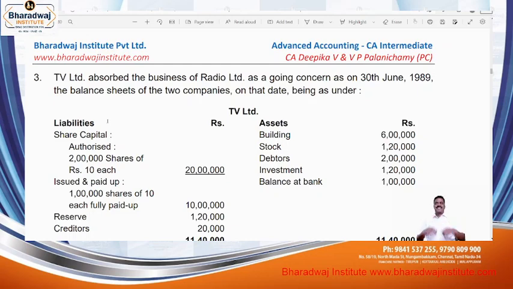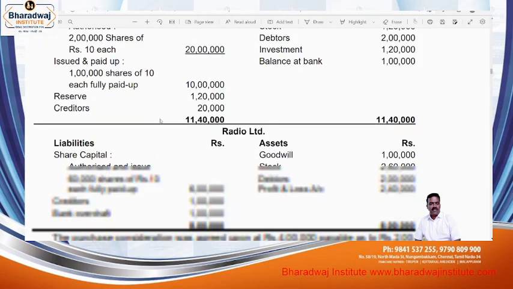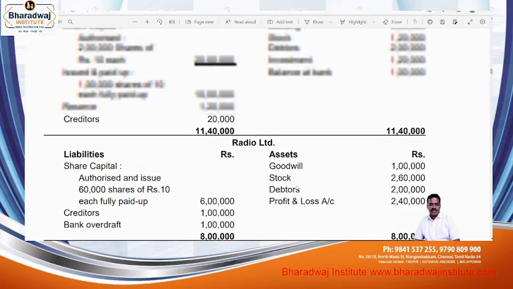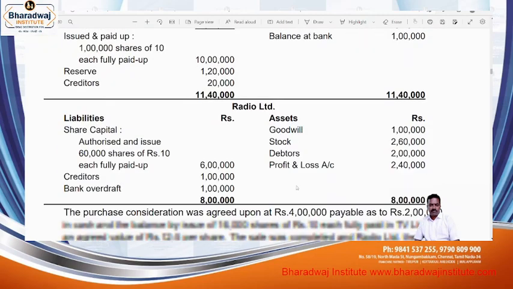Okay, question number 3. TV Limited absorbed the business of Radio Limited as a going concern on 30th June 1989. The balance sheets of the two companies, TV Limited and Radio Limited, are given to you. The purchase consideration was agreed at 4 lakhs, payable as to 2 lakhs in cash, and 16,000 shares at 12.5. Okay, the sale was completed. Then pass general entries in the books of TV Limited and prepare the balance sheet after purchase.